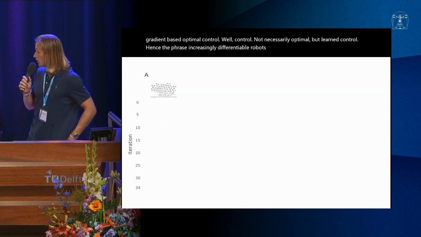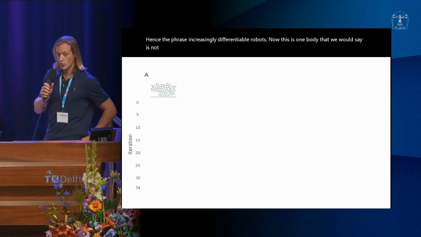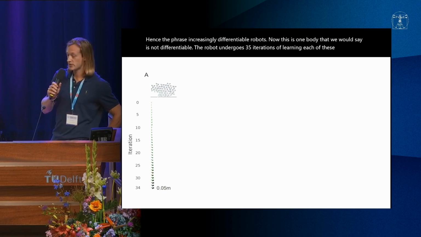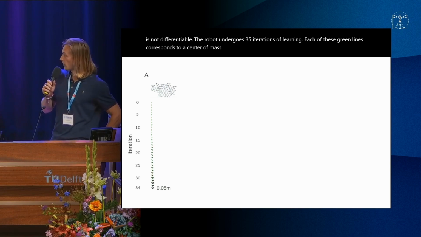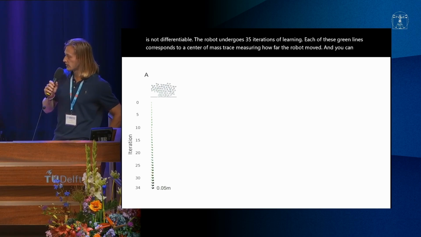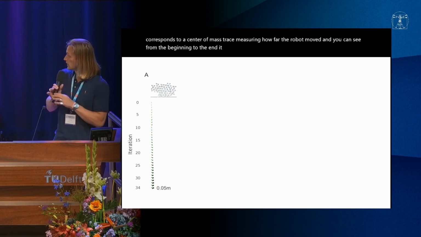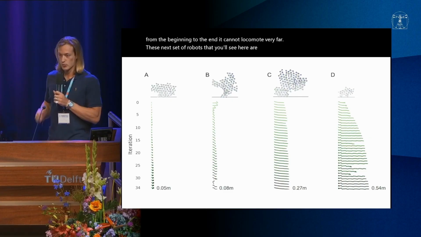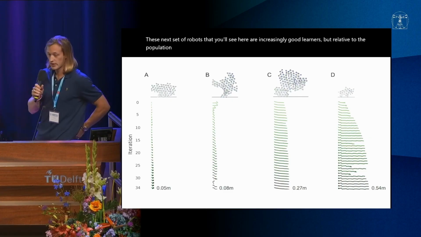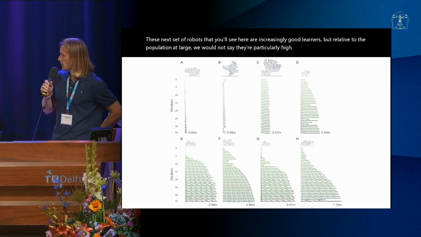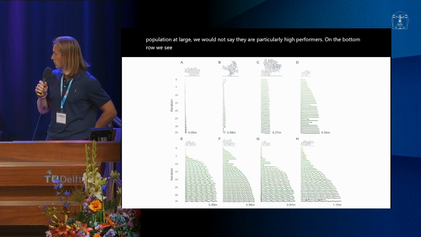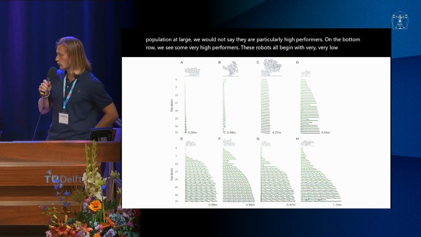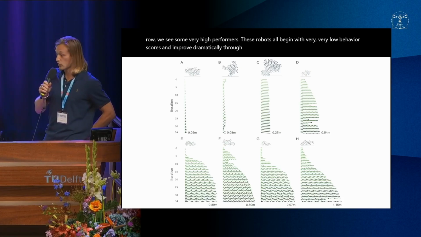Now this is one body that we would say is not differentiable. The robot undergoes 35 iterations of learning. Each of these green lines corresponds to a center of mass trace, measuring how far the robot moved. And you can see from the beginning to the end, it cannot locomote very far. These next set of robots that you'll see here are increasingly good learners, but relative to the population at large, we would not say they're particularly high performers. On the bottom row, we see some very high performers. These robots all begin with very low behavior scores and improve dramatically through learning. We would call these robots very differentiable.